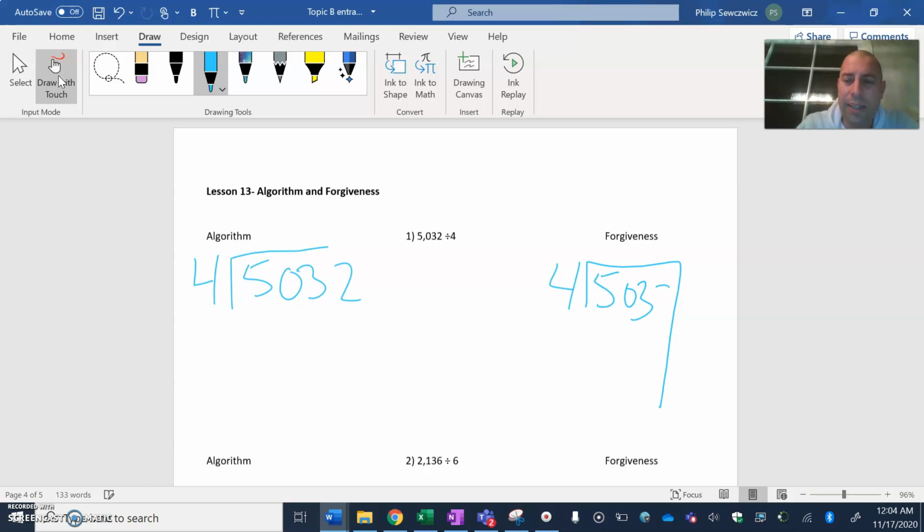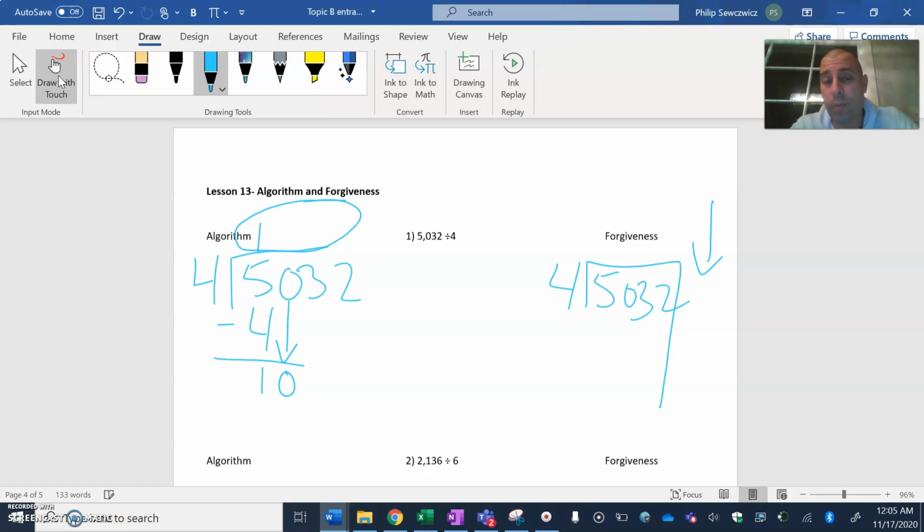Now, here's the differences here. When you were pulling your groups out with your forgiveness method, everything went over here. Whereas in your algorithm method, everything's going to be going up top here. So what we're trying to do is pull groups out. So I'm going to check out that first number is 5. How many groups of 4 can I pull out of 5? Well, we can pull one group out. We're going to multiply. 1 times 4 is your 4. We're going to subtract it. And then we're going to bring down our next number.